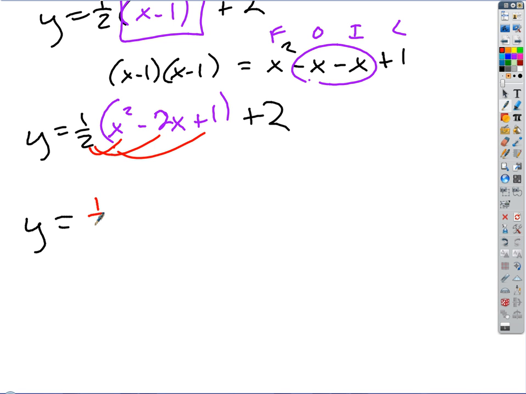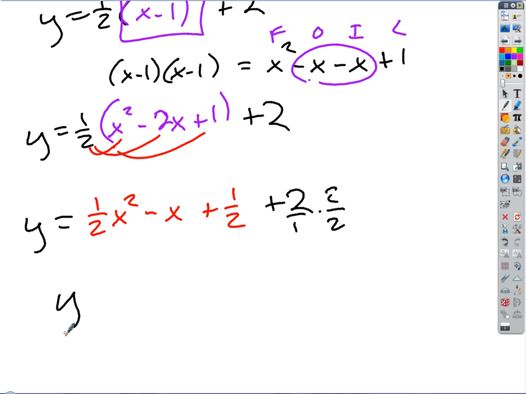1/2 x squared, 1/2 times negative 2 is minus x, and then 1/2. Last step, add 2, combine like terms. So 2 over 1, if I multiply by 2 over 2, that's 4 over 2, plus 1 over 2, 5 over 2. So I get 1/2 x squared minus x plus 5/2. Now it's in standard form.